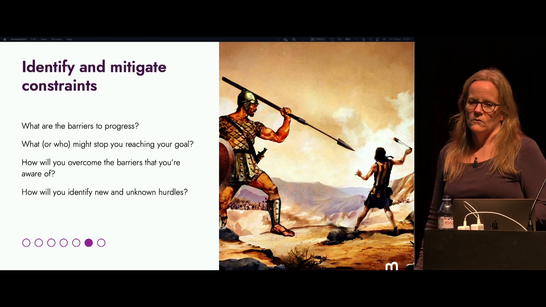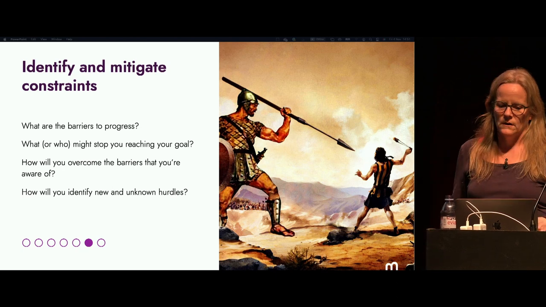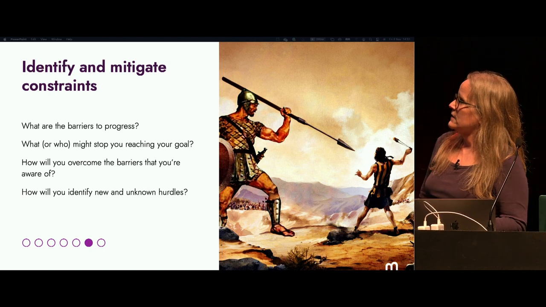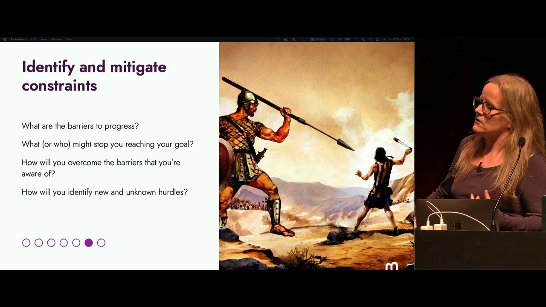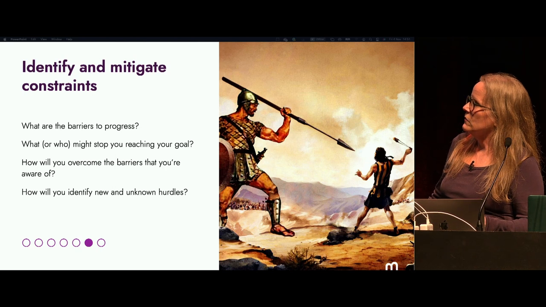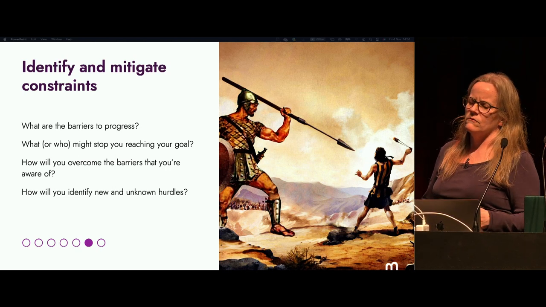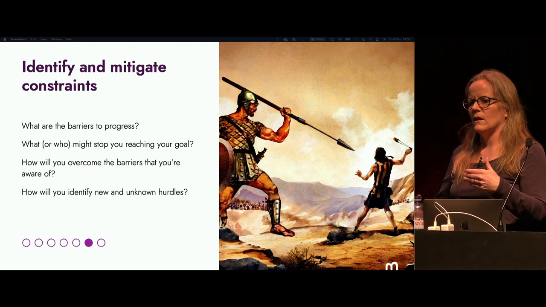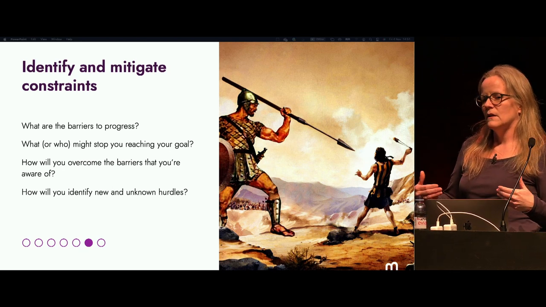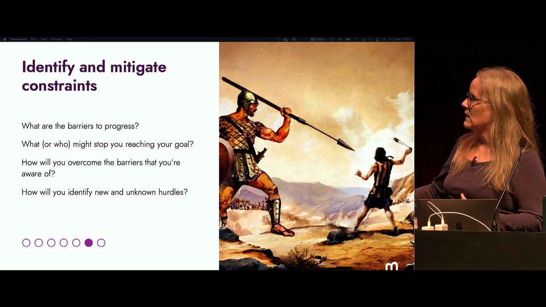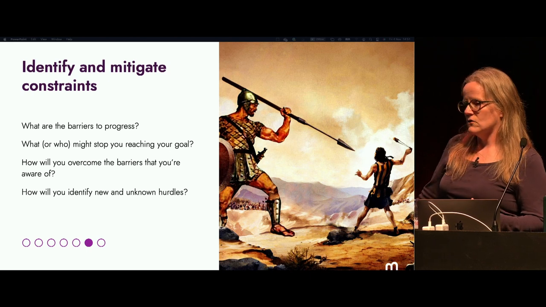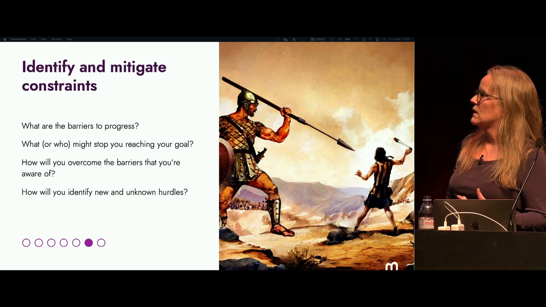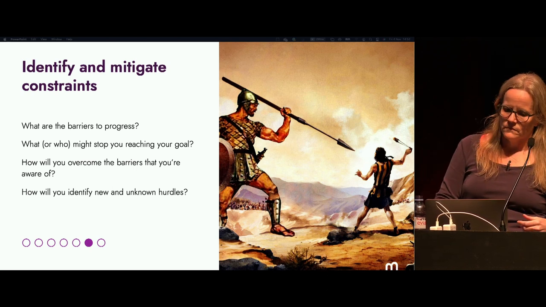And you will never know all the barriers that are going to jump up. I'm fairly sure David didn't know about Goliath when he started. But how are you going to identify the new and unknown hurdles, and what process have you got in place for capturing them, monitoring them, coming up with a way of overcoming them? So every strategy should mitigate against known barriers and identify and log unknown barriers.